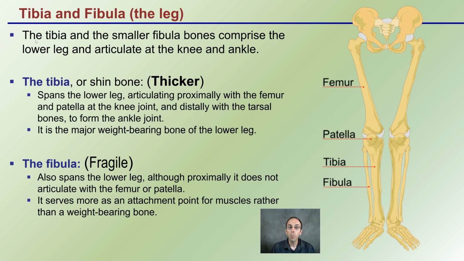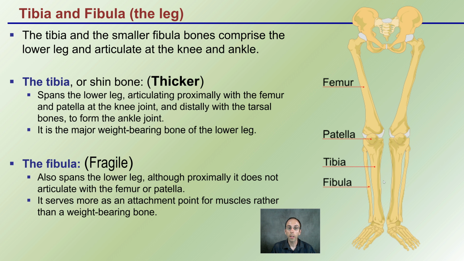The tibia and fibula of the leg, so we're in that lower leg region. The tibia and the smaller fibula bones comprise the lower leg and articulate with the knee. So the tibia is the thicker bone. We can think of it that way. A lot of people confuse the tibia and the fibula. The fibula is the smaller one. So that tibia, if you think T and thicker, that can help you remember that in a quick visual comparison.